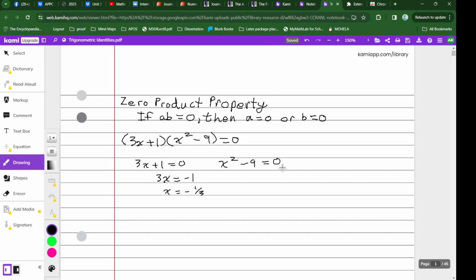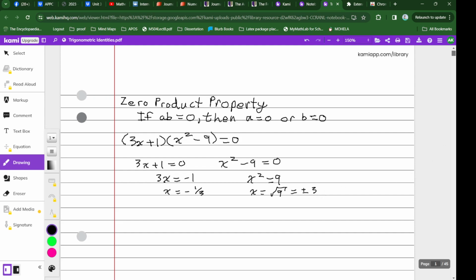If x squared minus 9 is 0, that means that x squared is 9, which means that x is the square root of 9, which is plus or minus 3. Meaning we have three answers here: the negative 1/3, the positive 3, and the negative 3.